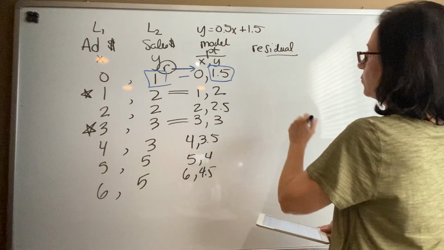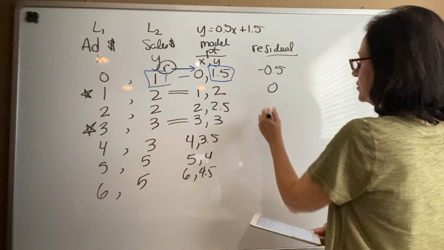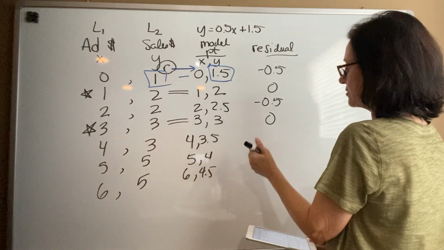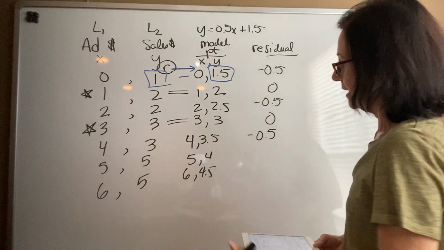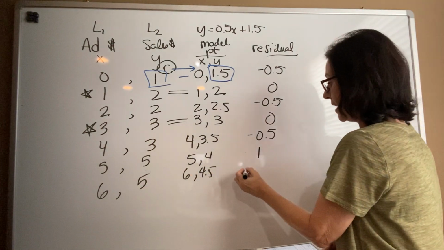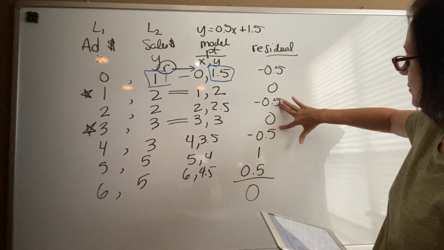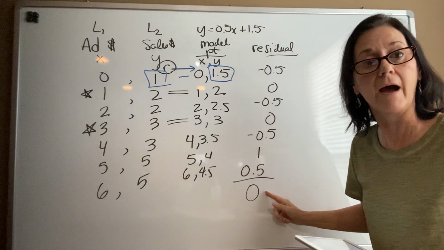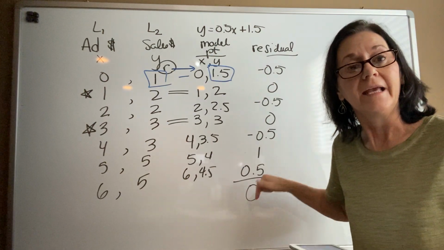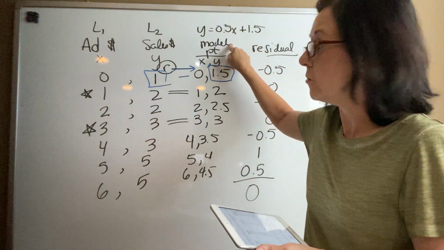All right, so 1 minus 1.5 is negative 0.5. 2 minus 2 is 0. 2 minus 2.5 is negative 0.5. 3 minus 3, 0. 3 minus 3.5, negative 0.5. 5 minus 4 is a positive 1. 5 minus 4.5 is a positive 0.5. And when you add them all up, you get 0, right? Because 1 cancels those two and 0.5 cancels that one. So the sum of my residuals is equal to 0. When the sum of your residuals is very close to 0, then we can say that that linear model is a good model for this data.